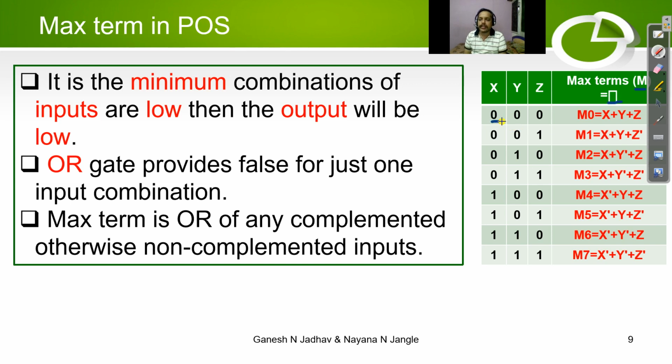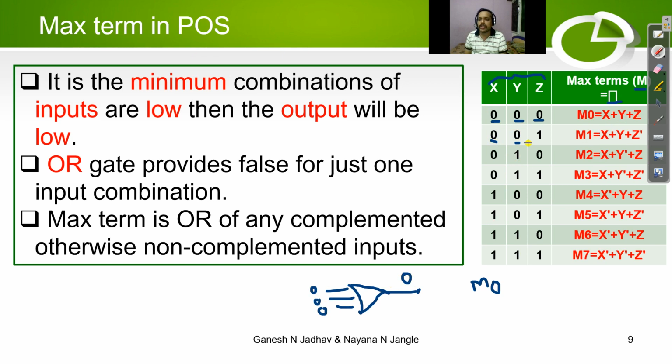Here the inputs are 0, 0, 0; X, Y, Z are the inputs. I want to represent the max term M0. Suppose I have an OR gate with 3 inputs, and I want the combination such that the output remains 0. Here all inputs are 0: X is 0, Y is 0, Z is 0. As all inputs are 0, the output is also going to be 0. So the max term is X plus Y plus Z, a simple addition.